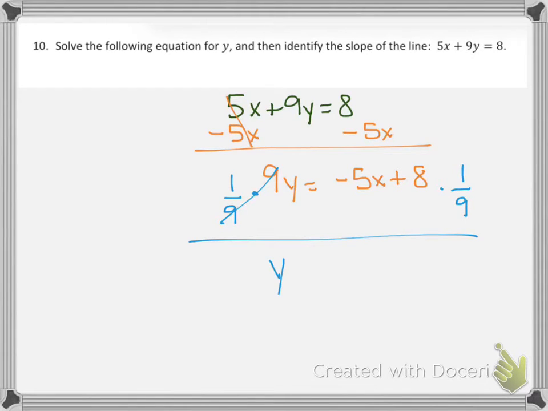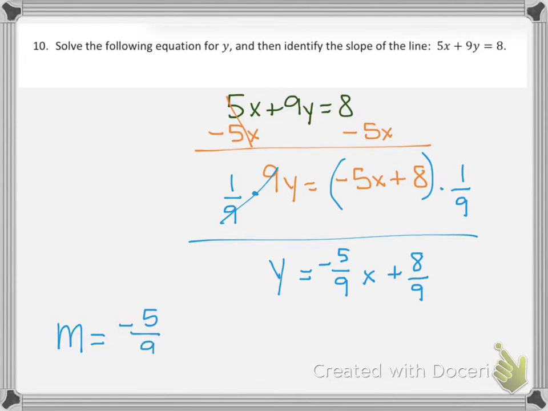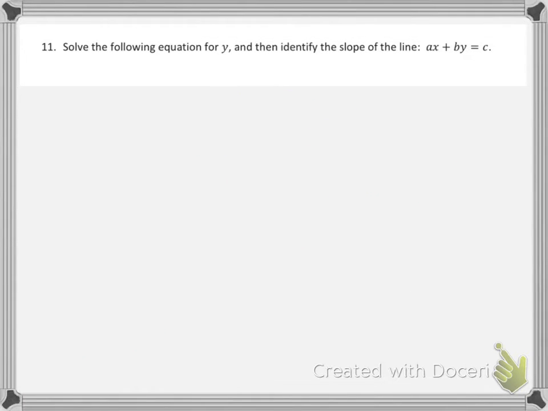And the 9's cancel. I get y equals. And then I'm really multiplying both of these terms by 1/9. This is distributive property. So it's negative 5 divided by 9. That's a negative 5/9 x. Plus 8 divided by 9. That's 8/9. All right, and now that I am in slope-intercept form, I know that the slope is equal to the coefficient of x, which is negative 5/9. Okay, and one more.